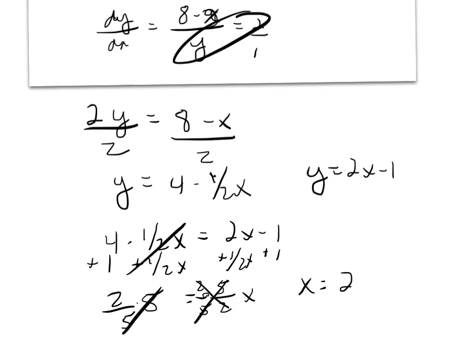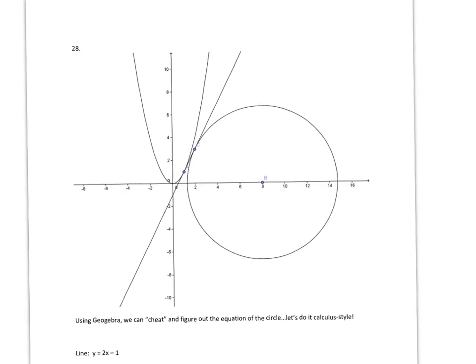Well, I need an ordered pair here, because what I'm looking for is that point on the circle. So if I plug 2 into either one of the equations, that one's a little bit easier. y is going to be 2 times 2, which is 4, minus 1 is going to be 3. So that's the point where the tangent line is going to hit the circle. If we look back up here, this point right here is the point (2, 3), and you can see from our GeoGebra diagram that pretty much works out.